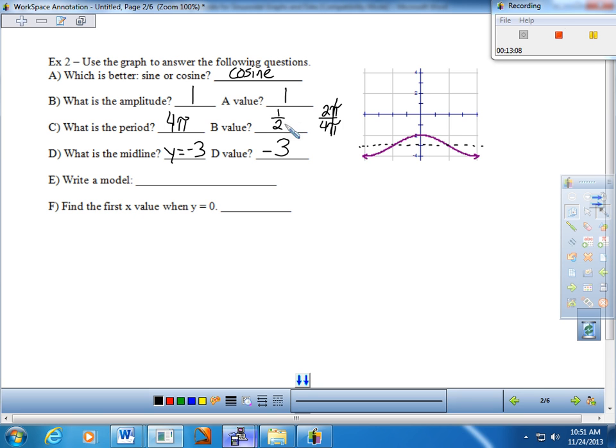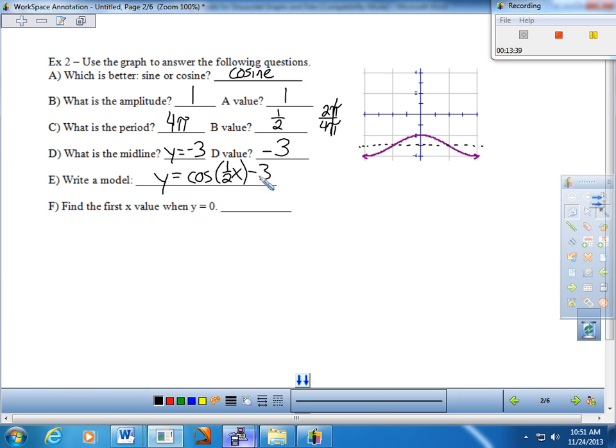Let's put the model in place, y in terms of x. A is going to be 1, so it's 1 times cosine. B value is 1/2, so it's 1/2 x. No phase shift because we're starting at the max and ending at a max after the primary cycle. So C is 0, so we can close that off. -3 would work.